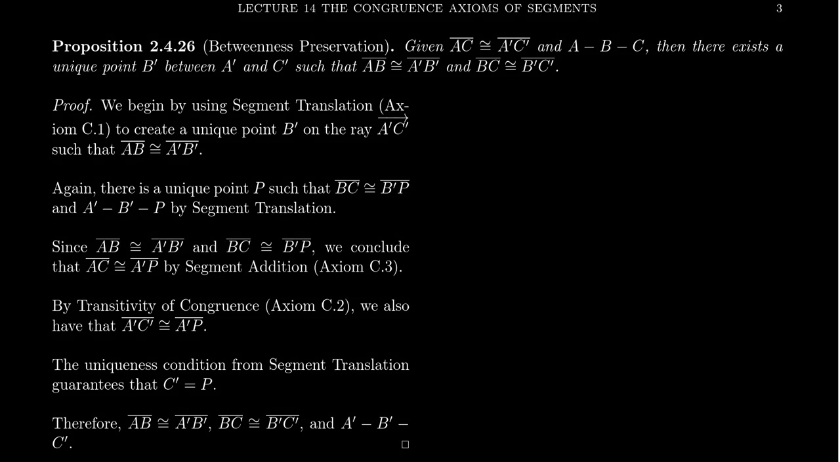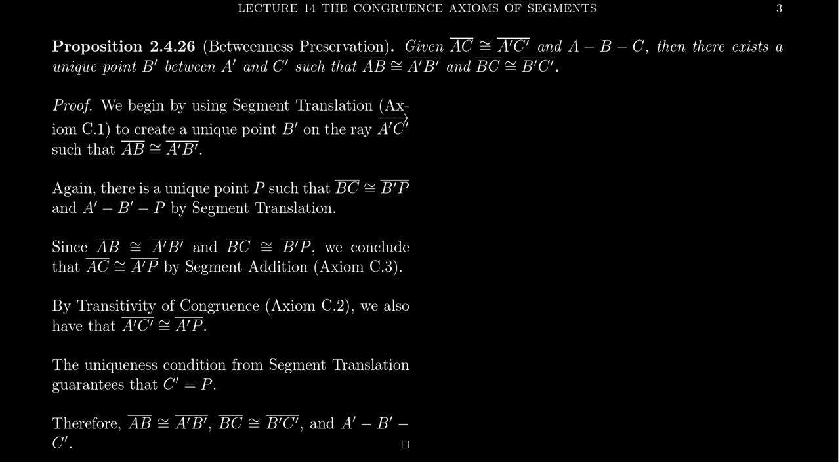In this video, I want to prove a proposition of congruence geometry, which we are going to call betweenness preservation. So we defined what a congruence geometry was previously. A congruence geometry is an ordered geometry that satisfies the six axioms of congruence given by Hilbert here.